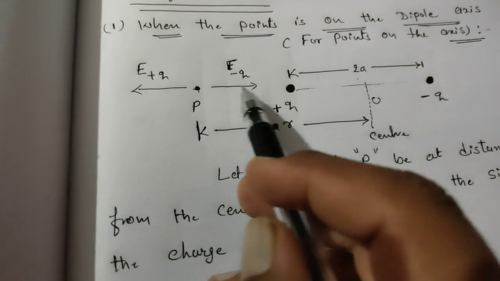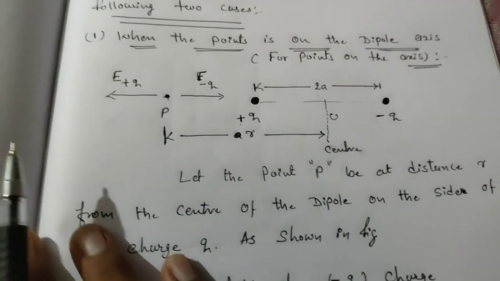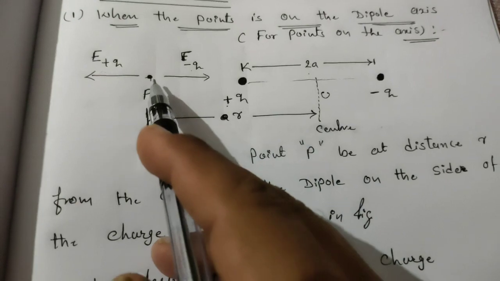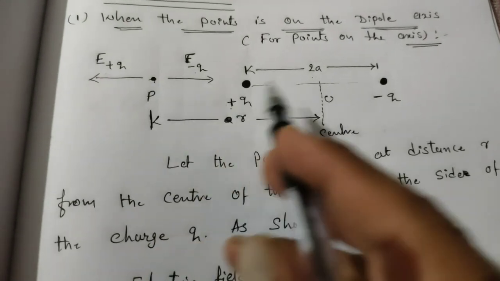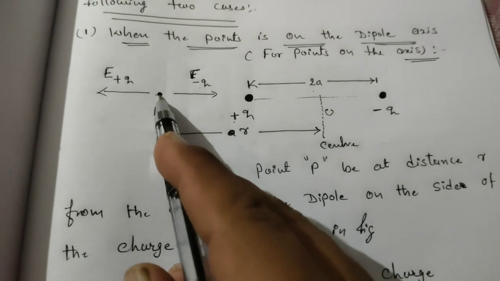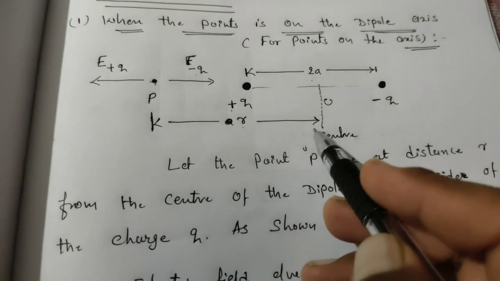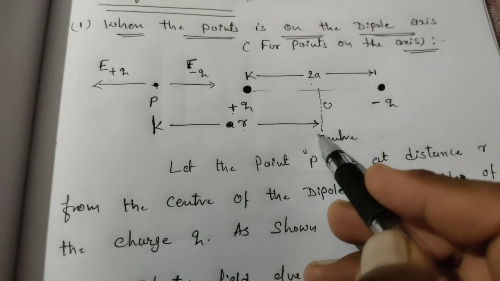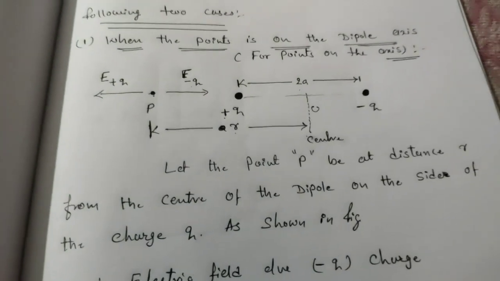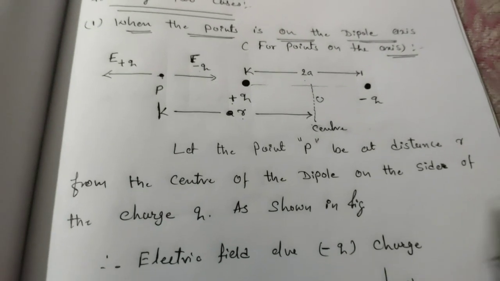I already mentioned the direction of electric field for the minus and plus charge particles. Now, as I told you, at point P we would like to find the electric field due to the system of charges. This point we are putting at a distance r from the center, or we can say from the origin. So this is the simple explanation of this diagram.